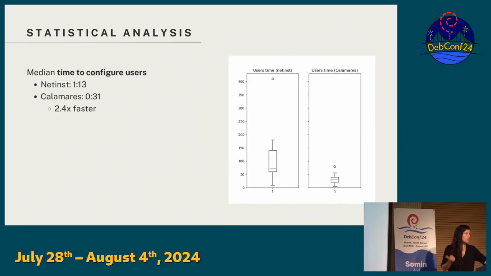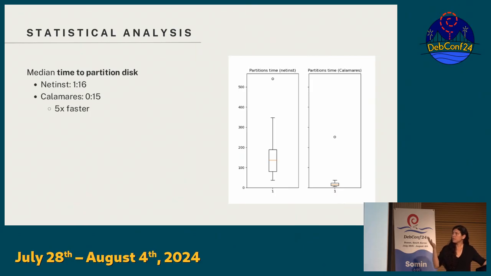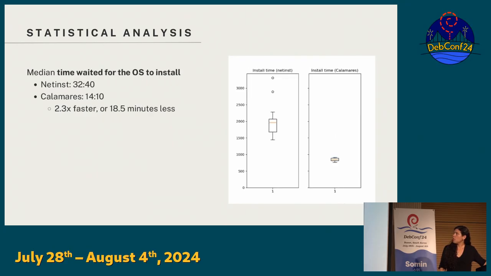Then the median time to configure users with netinst and Calamares was 2.5 times faster. The median time to partition disks with netinst and Calamares was 5 times faster. And the mean time waiting for the OS to install was 32 minutes with netinst and 14 with Calamares. Again, 2.3 times faster.